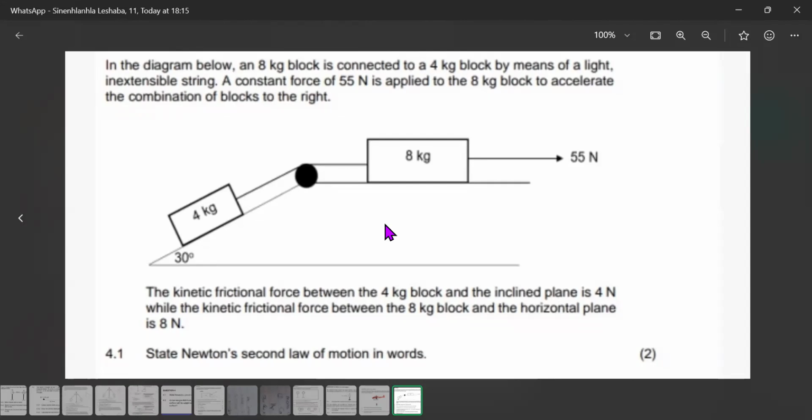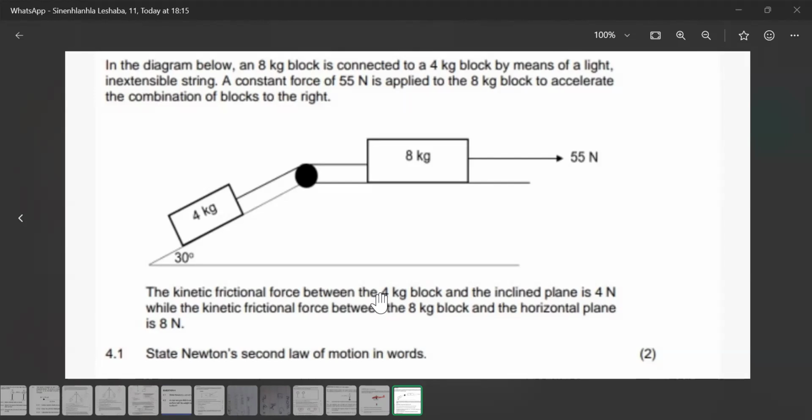So here they say in the diagram below, an 8 kg block is connected to a 4 kg block by means of a light inextensible string, which is running over a frictionless pulley, of course. A constant force of 55 newtons is applied to the 8 kg block to accelerate the combination of blocks to the right. So in other words, the 8 kg block is accelerating to the right, and the 4 kg block is accelerating upwards along the incline.